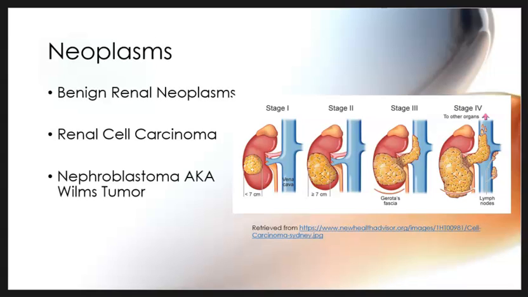If they're of sufficient size, they may be detected with abdominal palpation. They can produce flank pain and hematuria. Treatment typically involves removal of some or all of the kidney. They have the potential to undergo malignant changes, so they really should be removed.